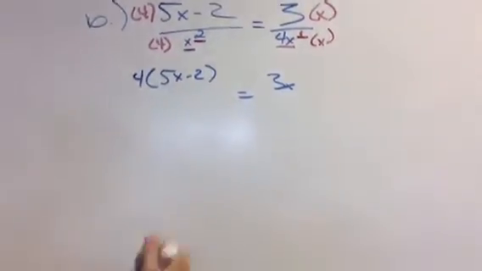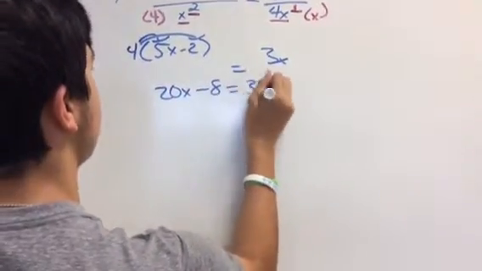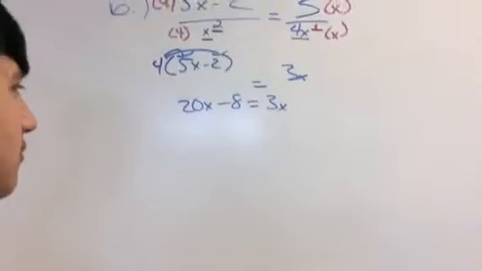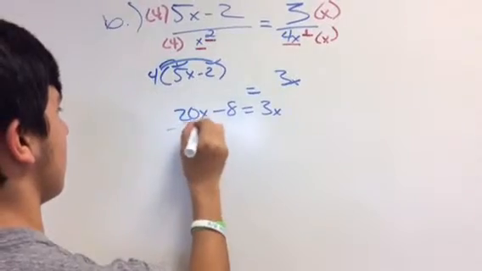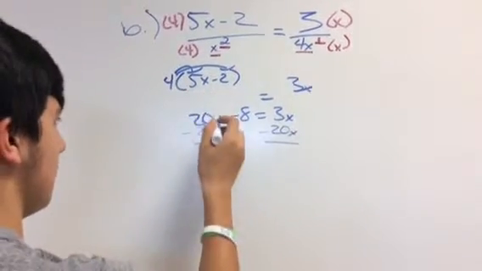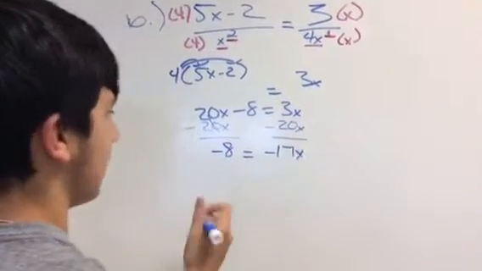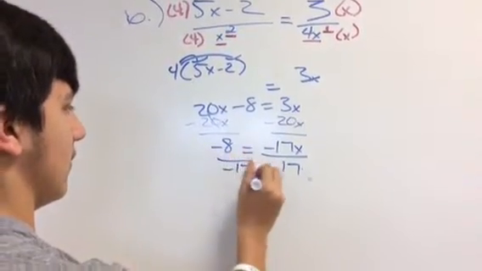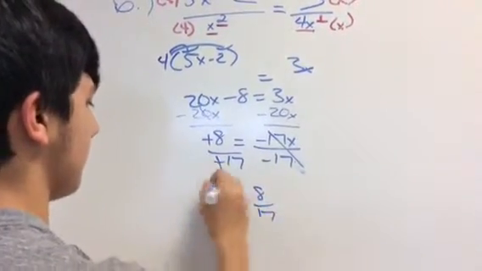So now you can just distribute through the parentheses: 20x minus 8 equals 3x. Now this is a regular equation, maybe multi-step or two-step. We can subtract 20x from both sides. Now it's a two-step: we get negative 8 equals negative 17x. You divide both sides by negative 17. Those cancel, and since both are negative, they become positive, so x equals 8 over 17.